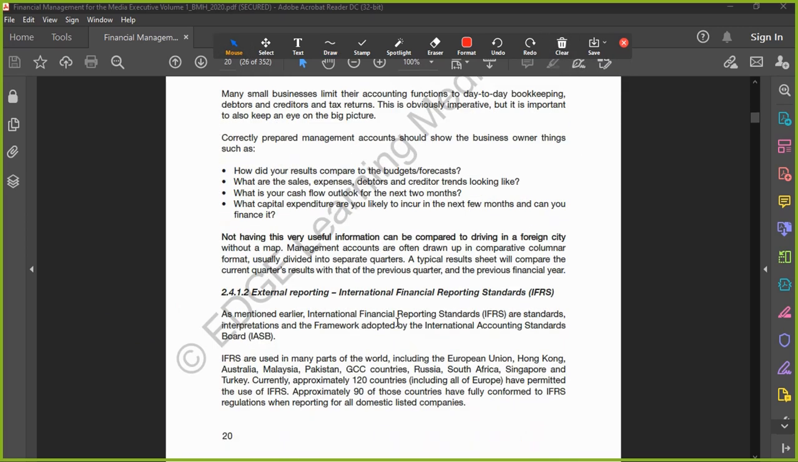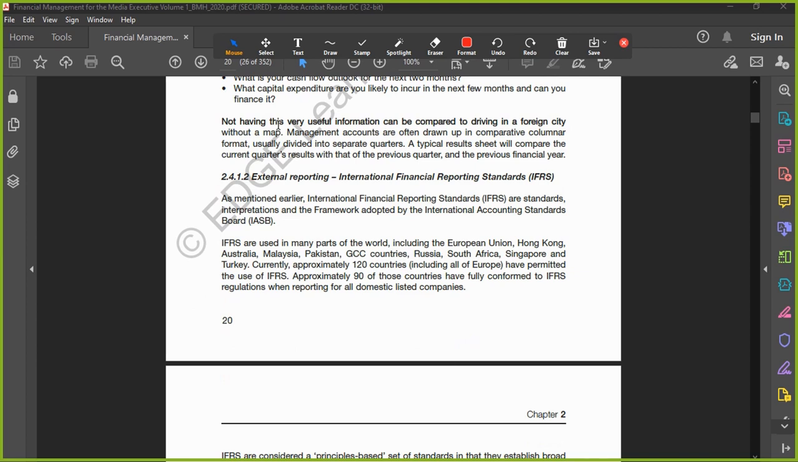All right, let's have a look at the next topic, external reporting. We've already touched on the topic of financial accounting being the focus. When we're looking at financial accounts, we're looking at external reporting. In other words, we're going to be generating financial statements for external users to make use of.